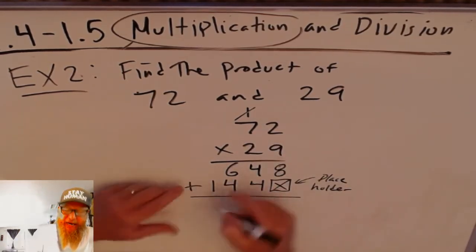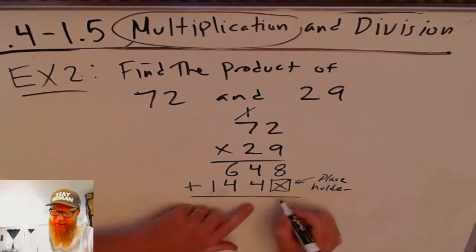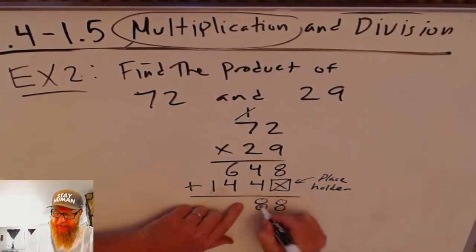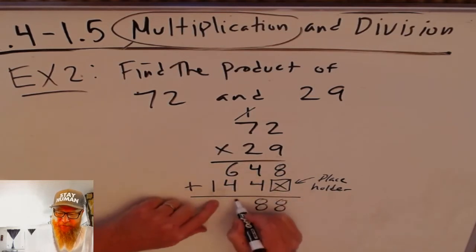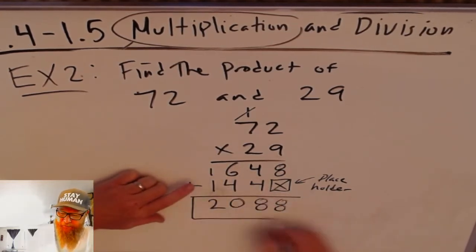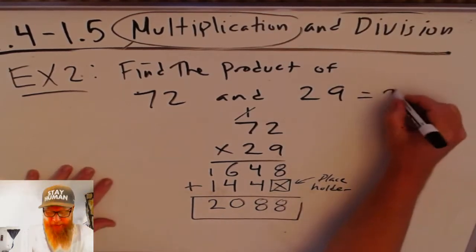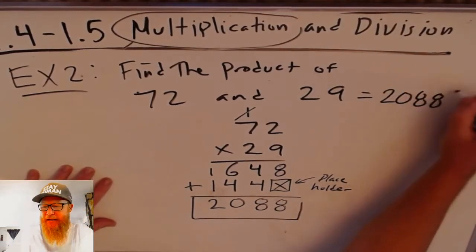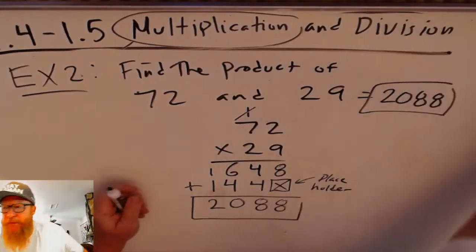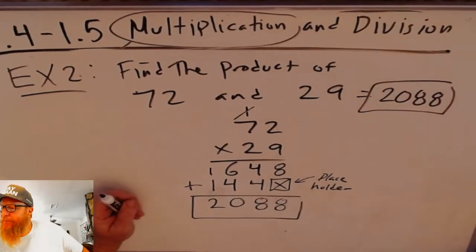And then now you're going to add these together. So you get 8 plus nothing is 8. 4 plus 4 is 8. 6 plus 4 is 10. Carry the 1. 1 plus 1 is 2. And so the answer is 2088. Let me check the next one.